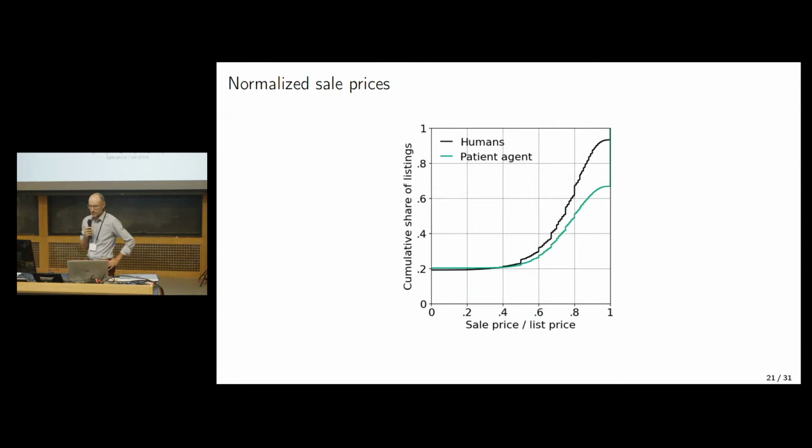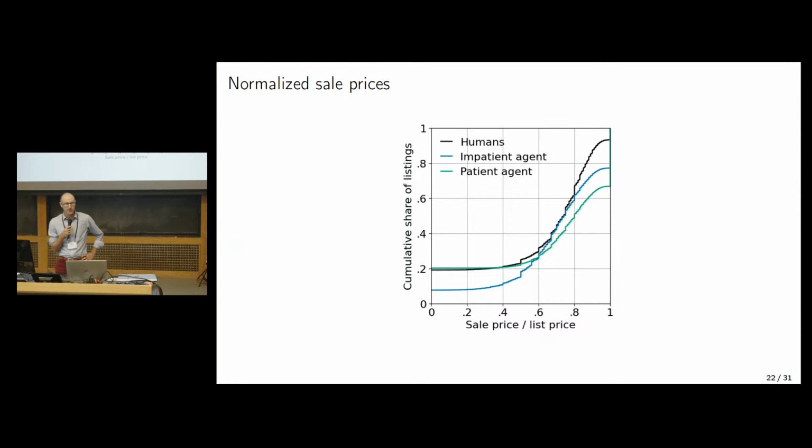Okay, but on the right, you see that this patient agent is even more able to extract full value from these items that it does sell. It's selling 35% of them at full price, so 5 times as frequently as human sellers. So the basic dynamic is such, if you make the agent more impatient, they sell more items, and as a result, fewer of those items sell for the full list price, but they're still able to sell many more items for the full list price.